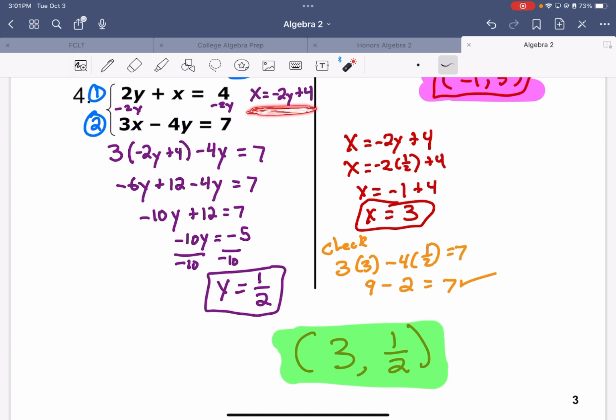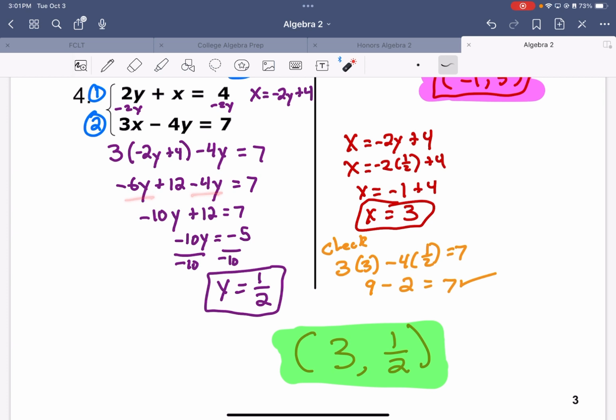All right, so I started out by solving for x. I subtracted 2y from each side, so I have x is equal to negative 2y plus 4. I then went to equation number 2, and anywhere I saw an x, I replaced it with negative 2y plus 4. I distributed. 3 times negative 2y is negative 6y. 4 times 3 is 12. Just wrote down the rest of it.